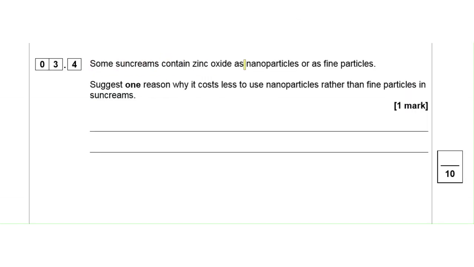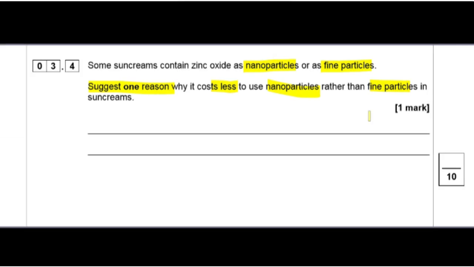3.4. Some sun creams contain zinc oxide as nanoparticles or as fine particles. Suggest one reason why it costs less to use nanoparticles rather than fine particles in sun creams.